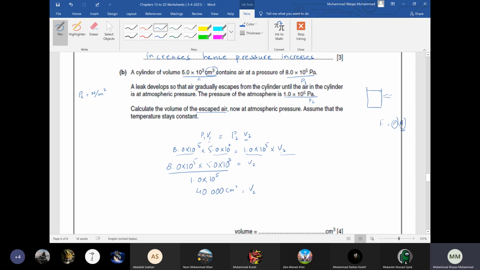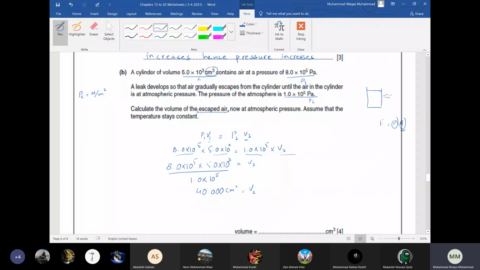Now tell me, is it what we are looking for? Do we have to find this? The question says calculate the volume of the escaped air. Then is 40,000 our answer? No, beta, this is not the volume of the escaped air, because this is the volume of all the gas. It is the volume of the gas when it will cause a pressure equal to 1.0 times 10 to the power 5 Pascal. All the gas mass does not change. You remember that or not?